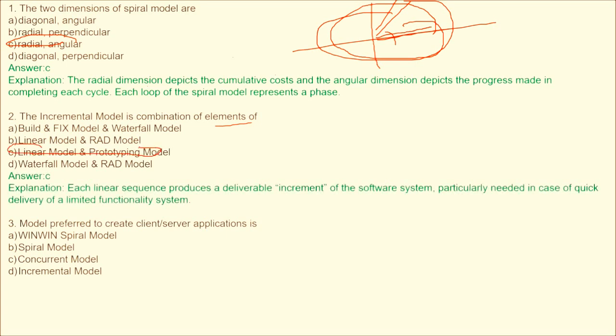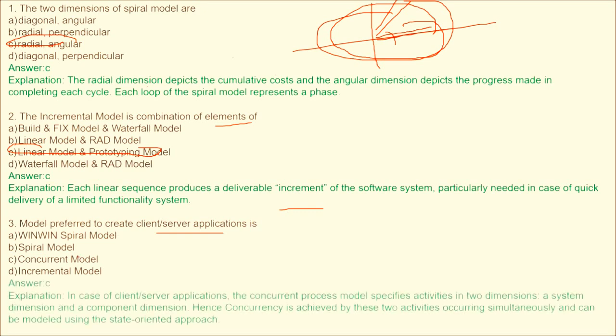Each linear sequence produces a deliverable increment of the software system, particularly needed in case of quick delivery of a limited functionality system. Next is the model preferred to create client-server applications. The answer is C, concurrent model.